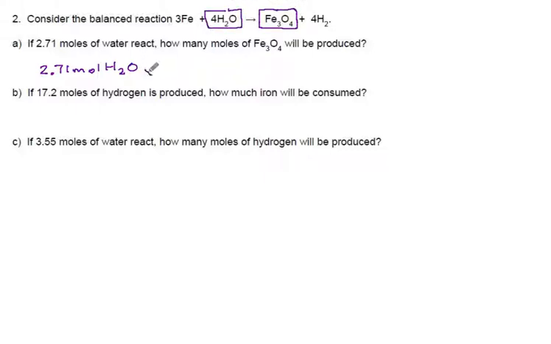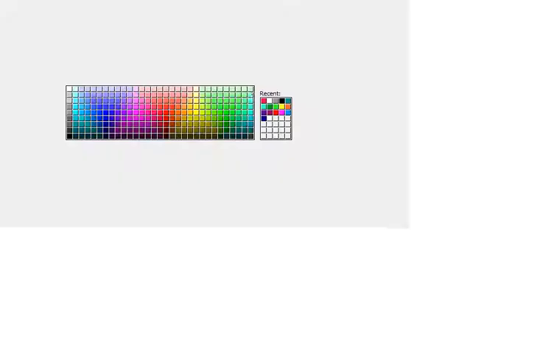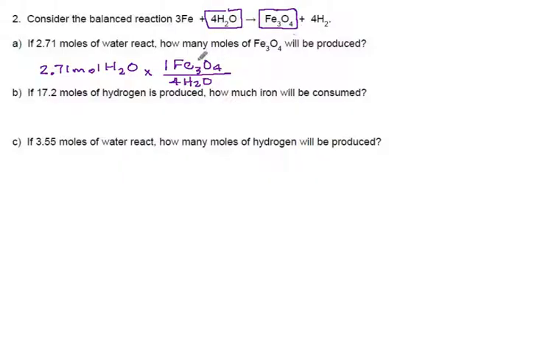So when we write this, 1 Fe3O4 for every 4 H2O. Now, when you put in this fraction, you kind of have a choice of which number is on top, and it's important to put them so that the units cancel. We have H2O here. We need H2O to be on the bottom so that those two units cancel, leaving only Fe3O4.